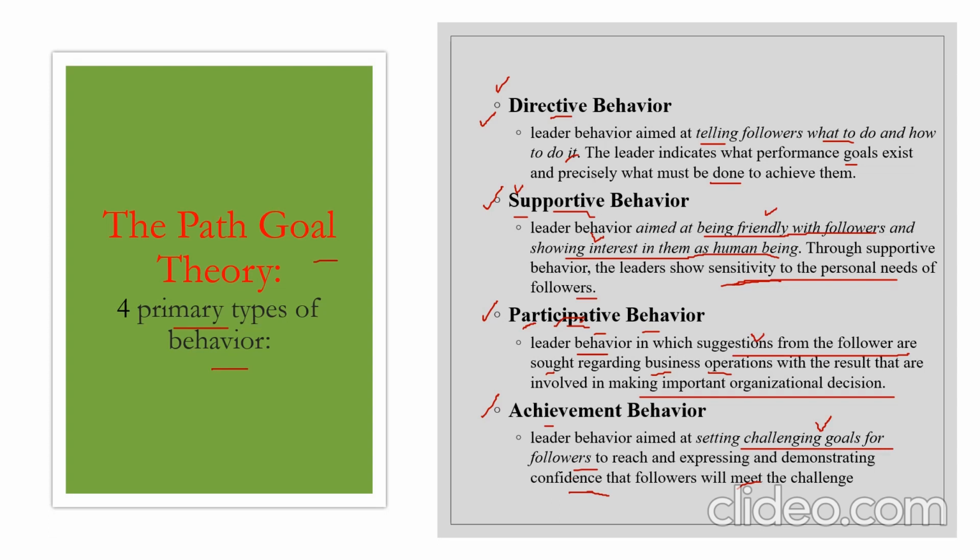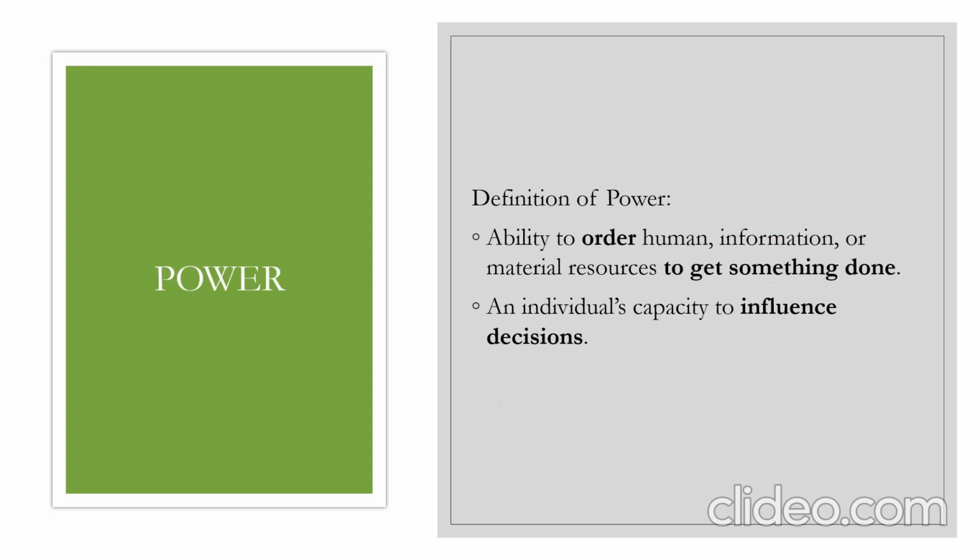Okay, so that's for the theories of leadership. That includes the behavioral theories, which are 3 behavioral theories, and also the contingency theories. We have 2 contingency theories. Now, the last part of this chapter is to look at power. So what is meant by power and what are the classifications of power? So first, let's see what is meant or what is defined by power.